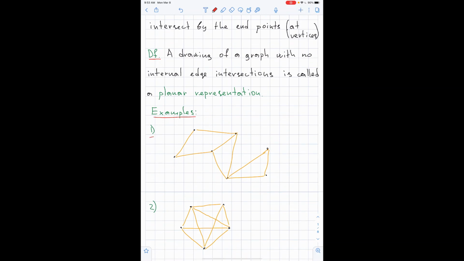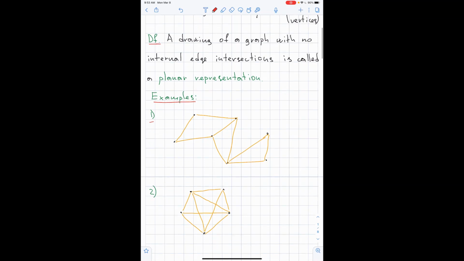So let's consider some examples. So here is my first example. Here we see a graph, and the way it's drawn, it's clear that the edges do not intersect each other other than at the endpoints, at the vertices. So therefore, this is a planar representation of a planar graph.